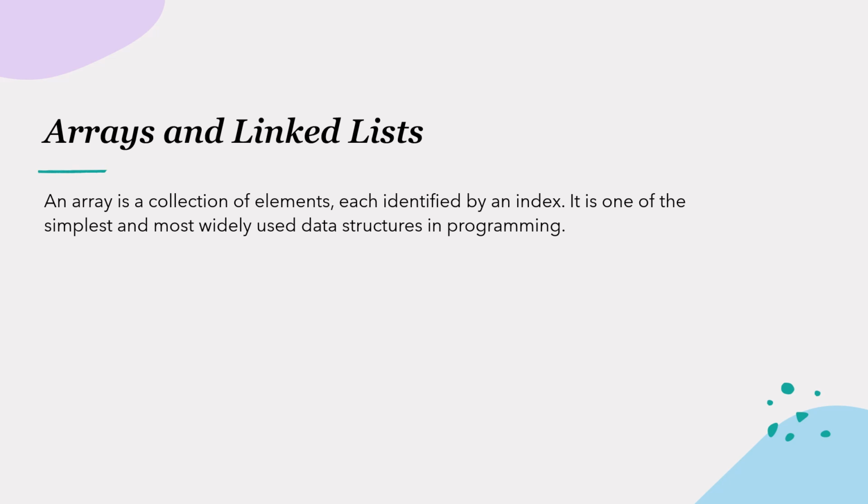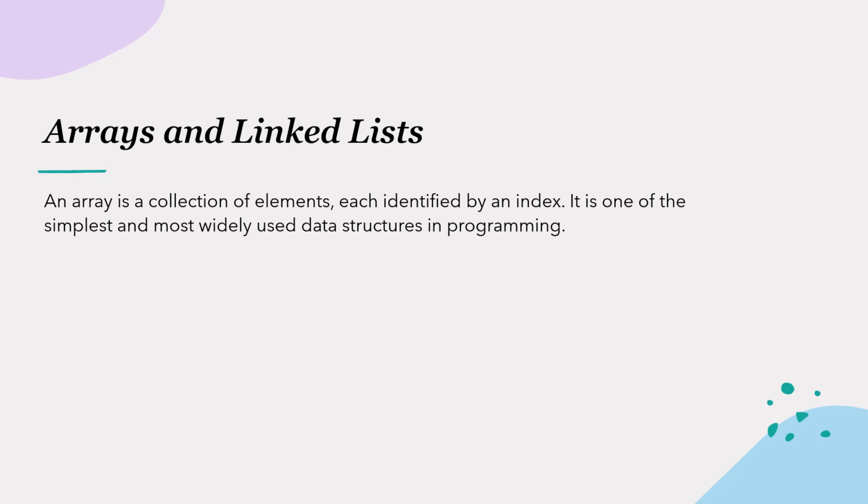Disadvantages of linked lists. A. Slow access. To access an element in a linked list, you must traverse the list starting from the head. This results in linear time complexity, O(n), for access by index. B. Extra memory. Each node in a linked list requires extra memory for storing the pointer to the next node.